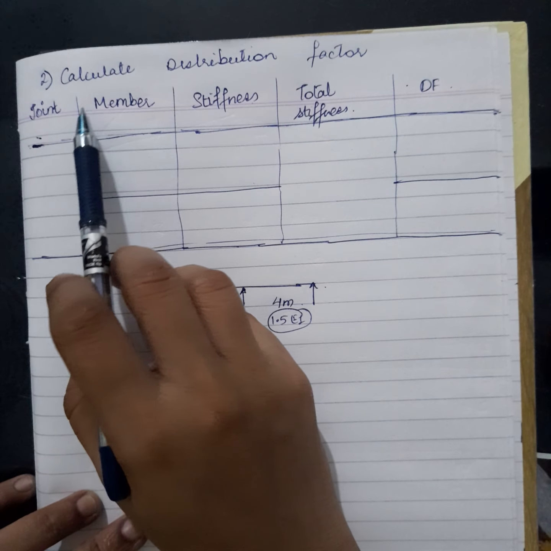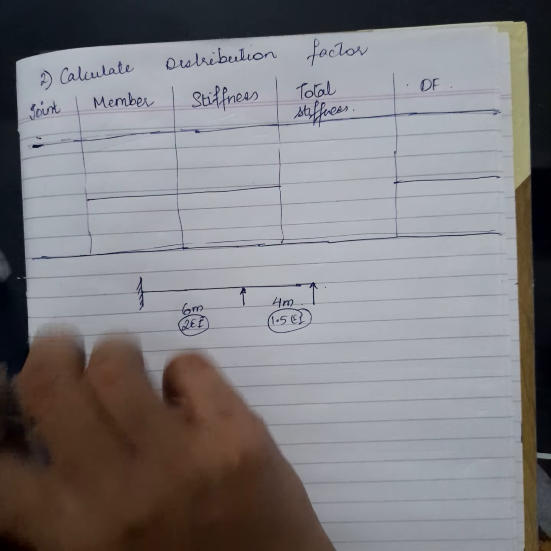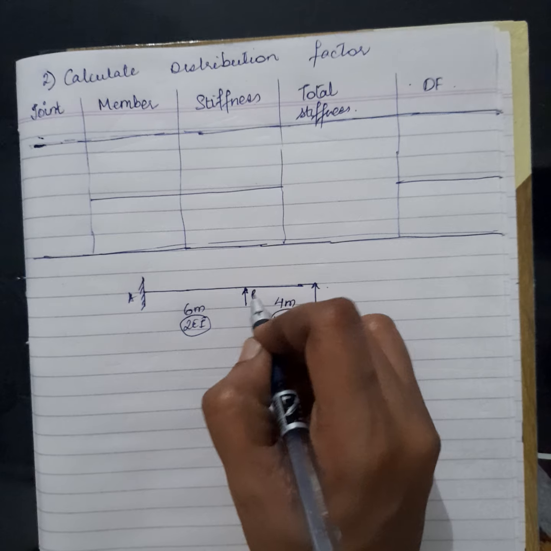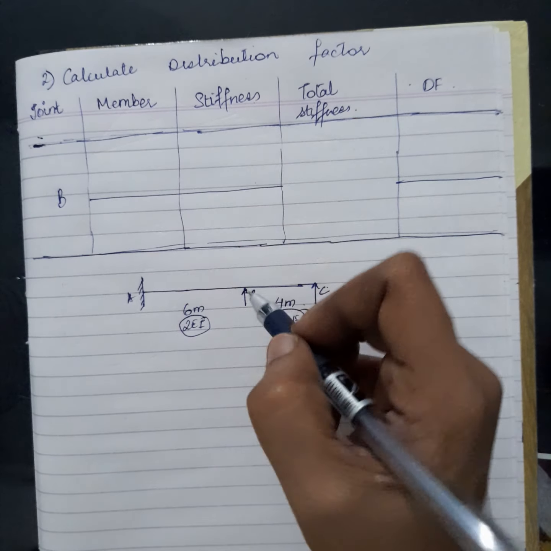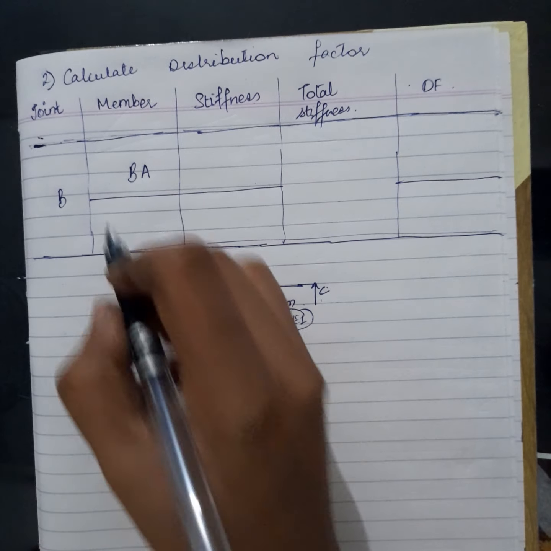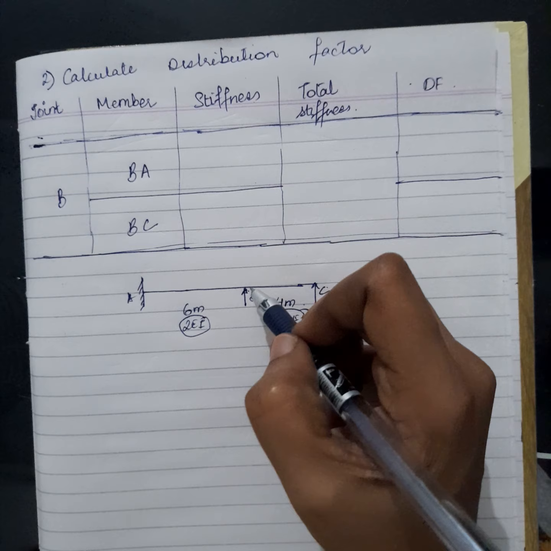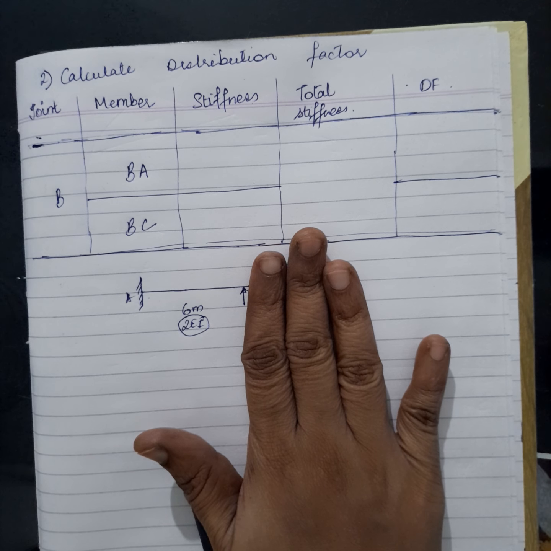So the second step is calculation of distribution factor. I have made this table already: joint, member, stiffness, total stiffness, and distribution factor. Now, which joint is here? Joint B. Write it there. So the members are BA and BC. What is stiffness for BA? Ignore this. Just consider AB.